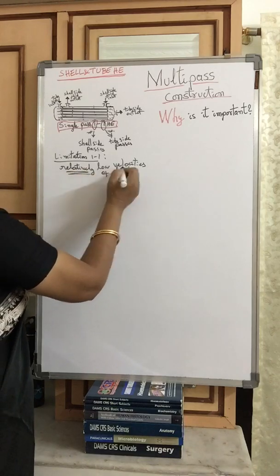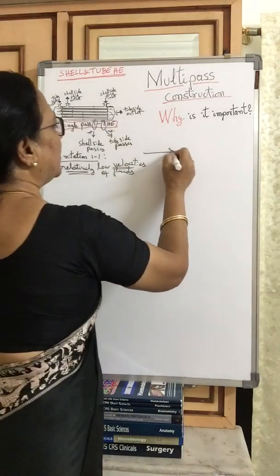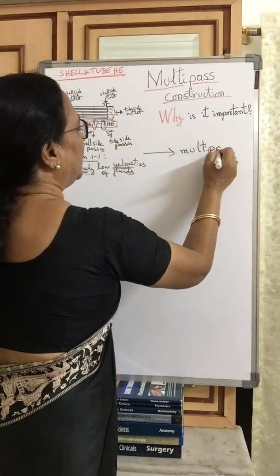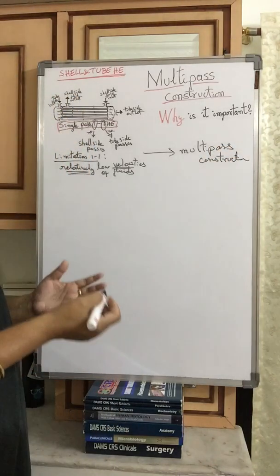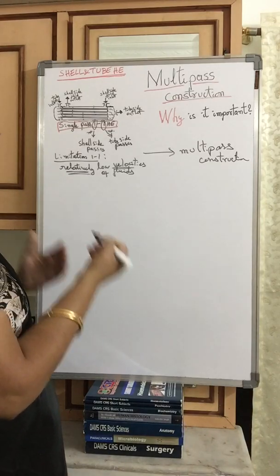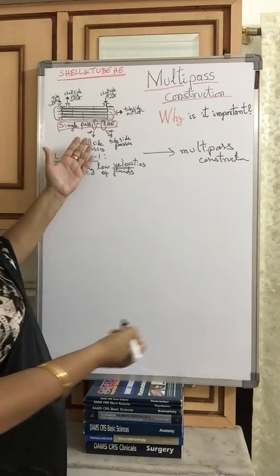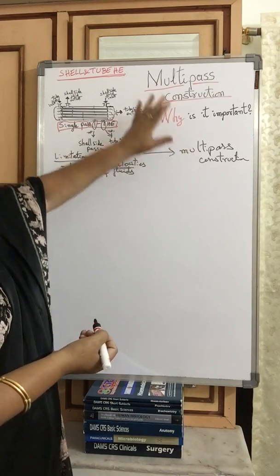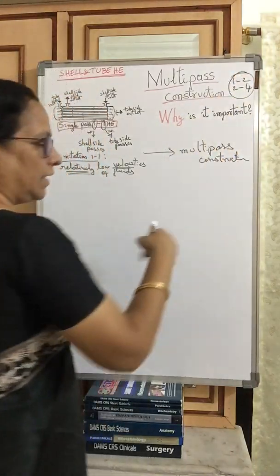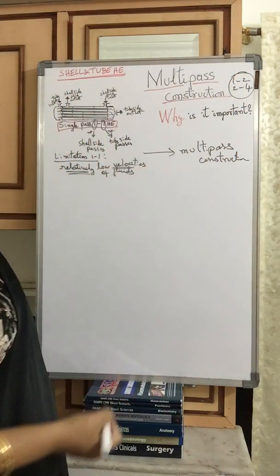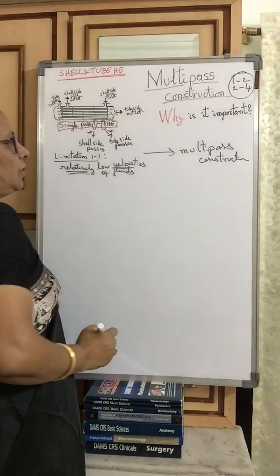So how do we overcome this limitation? This design is modified into multipass construction. In this class we will discuss what multipass construction is and how it increases the performance of the heat exchanger. The actual multipass construction designs, 1-2, 2-4 heat exchangers, we will discuss in the next class with the help of diagrams. Here we discuss why multipass construction is so important.